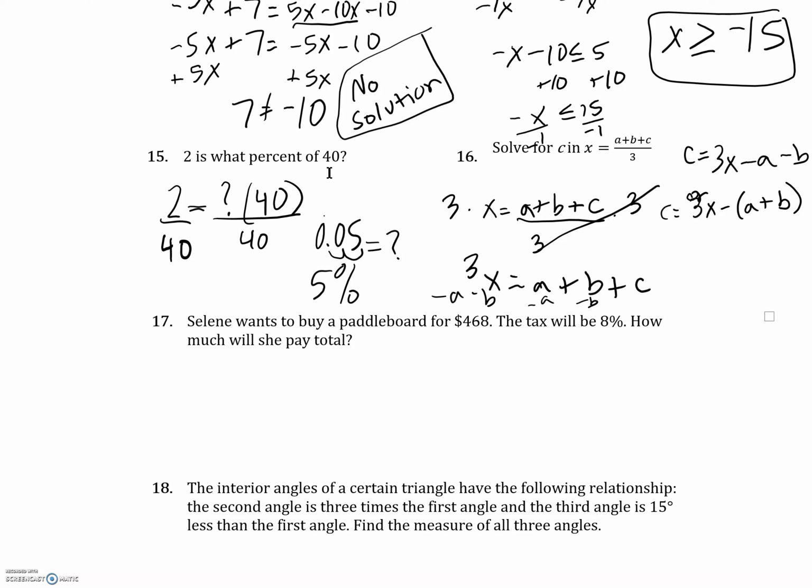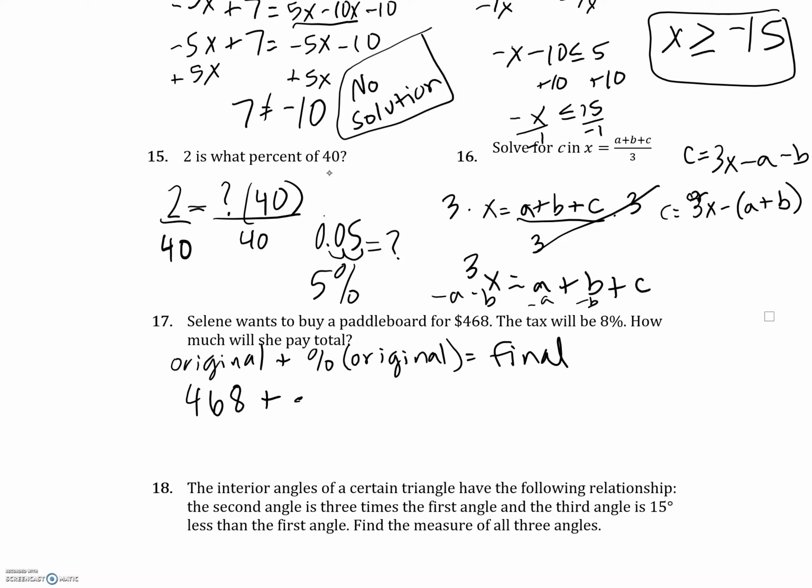Number 17 says Celine wants to buy a paddleboard for $468. The tax will be 8%. How much will she pay total? So we have an original amount and we're going to add to it a certain percentage. In this case it'll be 8% times the original amount gives me a final amount. There's some formulas like this in the book, but I'm just going to use the words original and final. So my original amount, I know it for this problem, is 468.